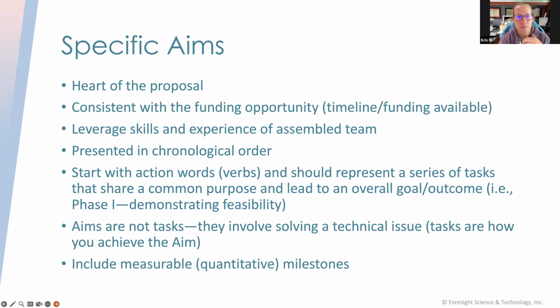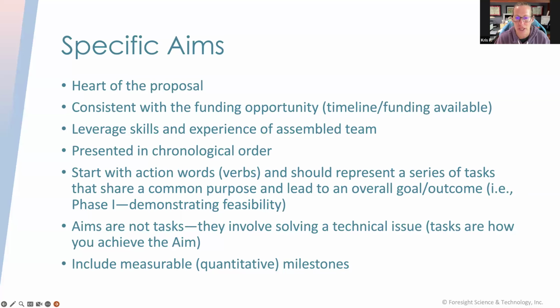Aims are presented in chronological order, and they start with action words or verbs, and they represent a series of tasks that share the common purpose and lead to the overall goal or outcome of the phase 1. So you have your overall goal of phase 1, you achieve that goal using specific aims. You achieve your specific aims by completing tasks. So we go tasks, specific aim, overall goal. The aims themselves are not tasks. The aims represent the sort of culmination of the tasks.